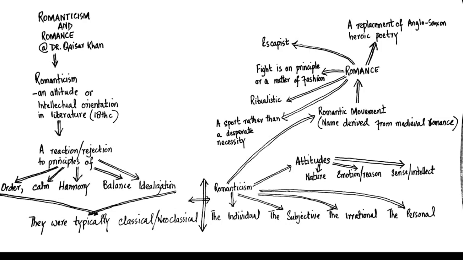So far, what I hope is that we have by now established a generalized difference between two kinds of attitudes. One was classical attitude and the other one was romantic attitude. And we also came to know that the classical attitude was based on order, calm, harmony, balance, idealization, while the romantics gave more importance to the individual, to the subjective, to the irrational, the personal, emotion over reason, and sense over intellect. These were some of the characteristic attitudes of romantics.